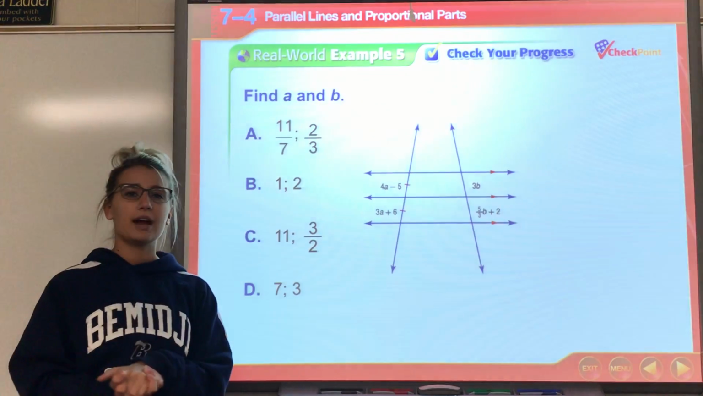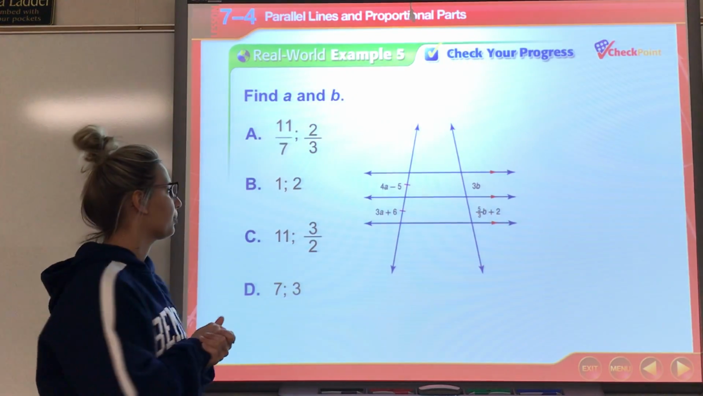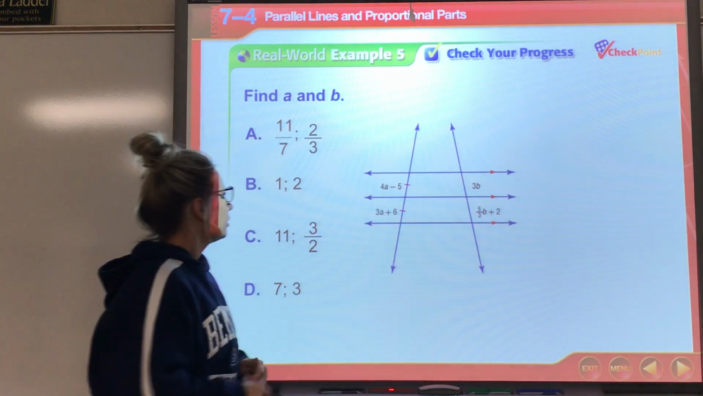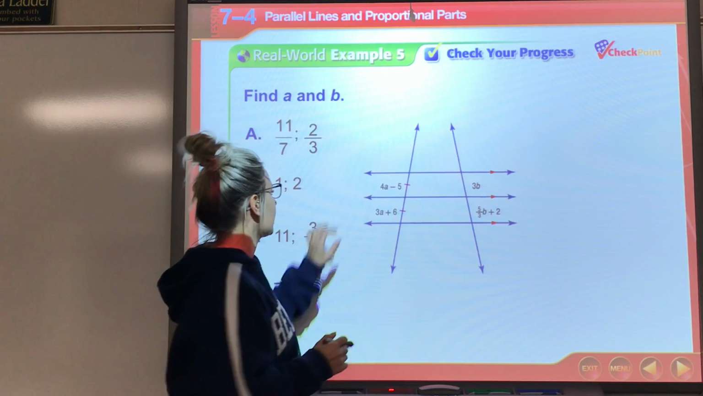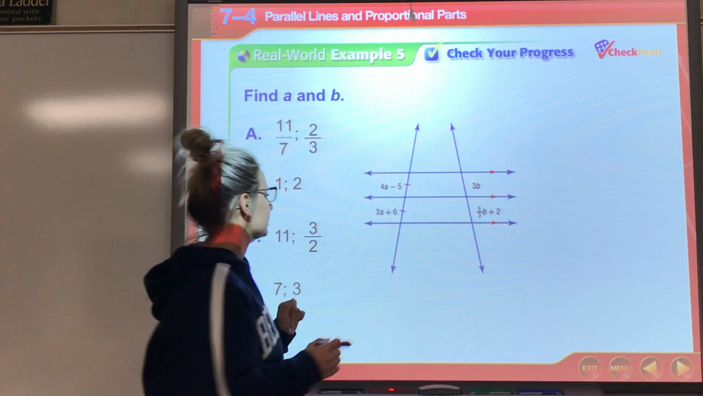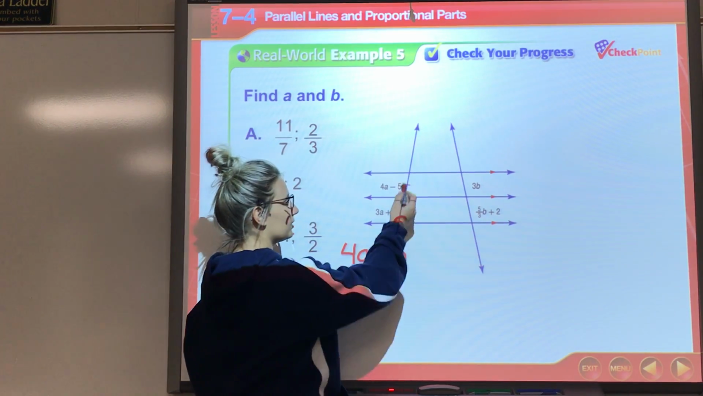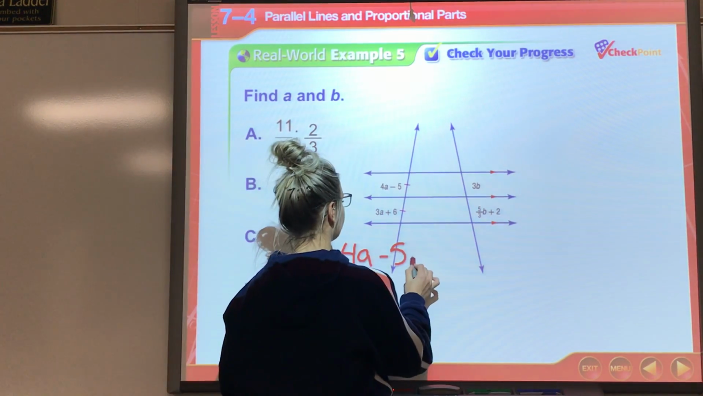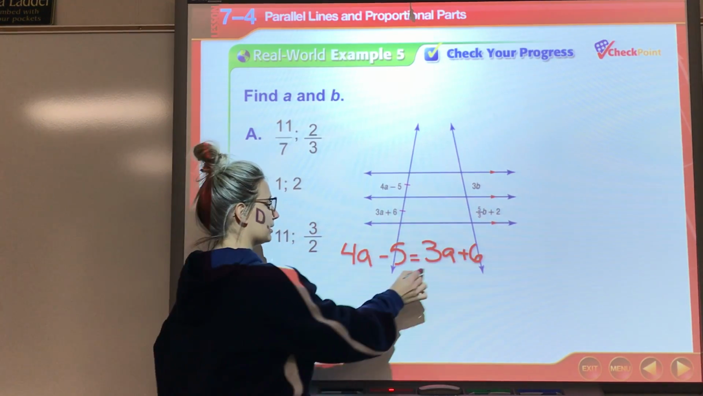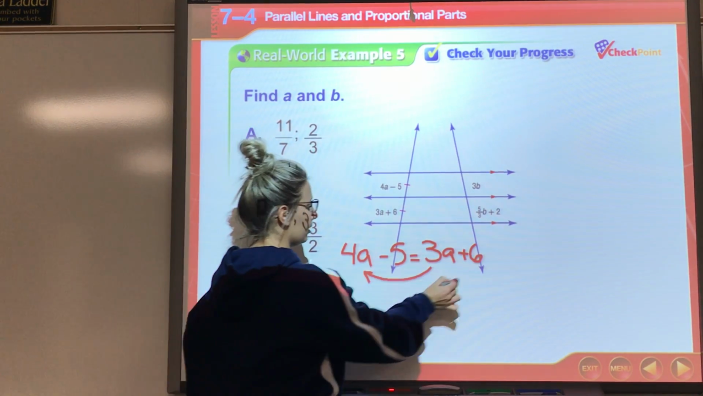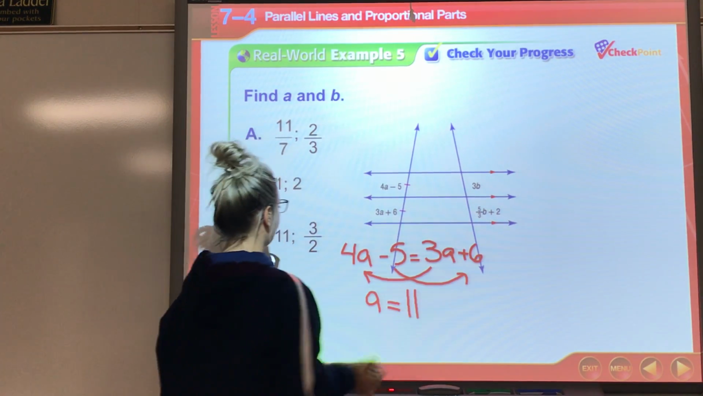Okay, one for you guys to try. Again, probably too small for you guys to see if you're looking on your phone or your computer. So here we're given 4a minus 5 equals 3a plus 6. So I'll do that down here. So I have 4a minus 5. They give us the congruence mark, so we know that they're equal. Equals 3a plus 6. Okay, I'm going to subtract this 3a over, add the 5 over, so I get a equals 11.